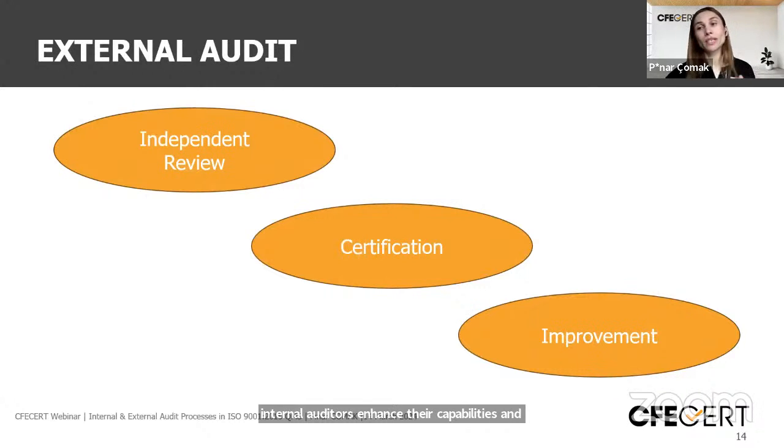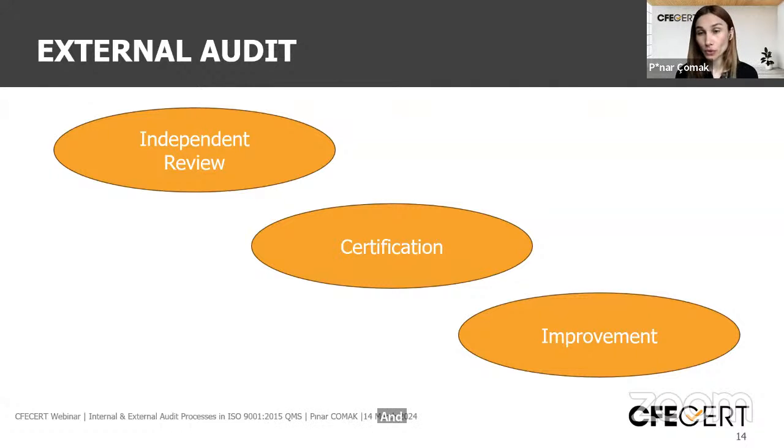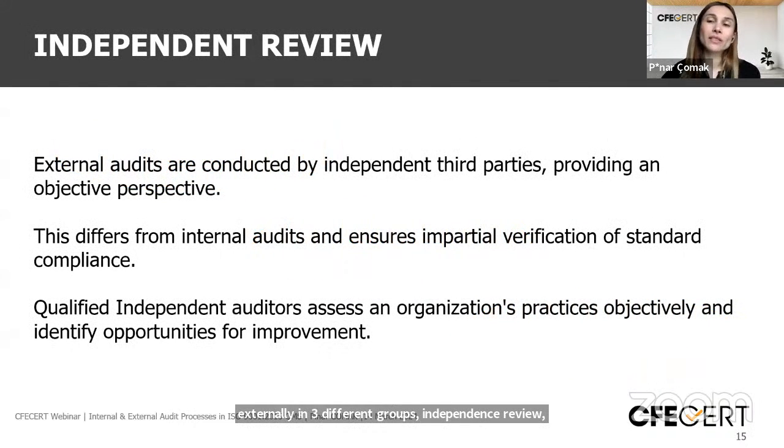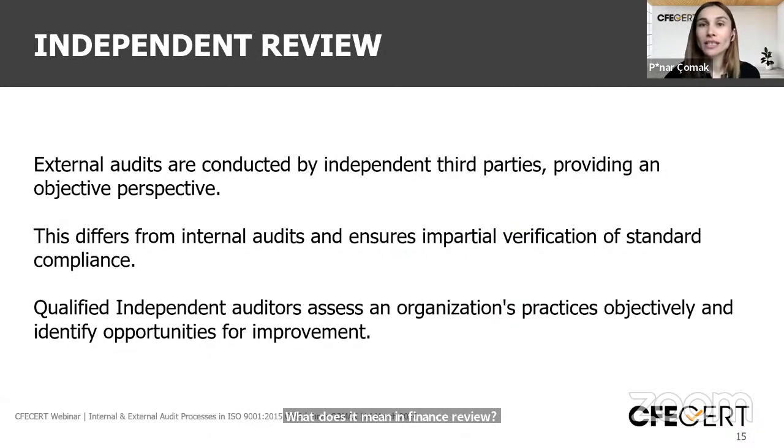And external audits. We talked about internal audits, and now we will jump to the external audit part. Again, we can group the purpose of external audit into three different groups: independent review, certification, and again, improvements. What does independent review mean? We talked about internal audit and we said we need to conduct internal audits for our self-assessment. But now we are talking about an independent review.